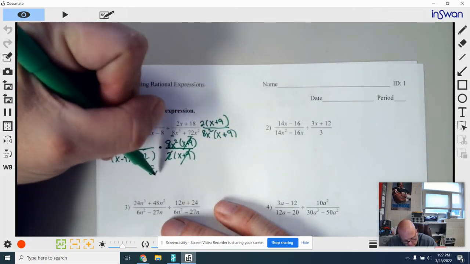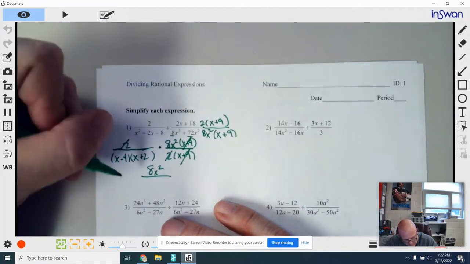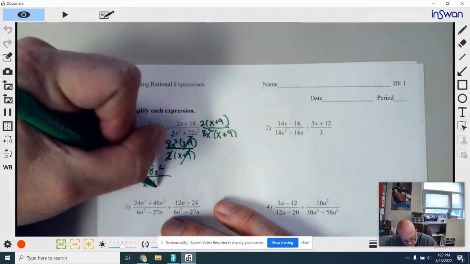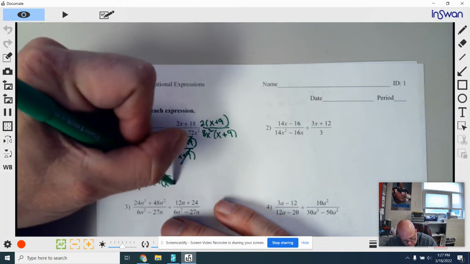And then I just rewrite what's left. So I have 8x squared up top. And then on the bottom, I have my x minus 4. And then a parentheses x plus 2.